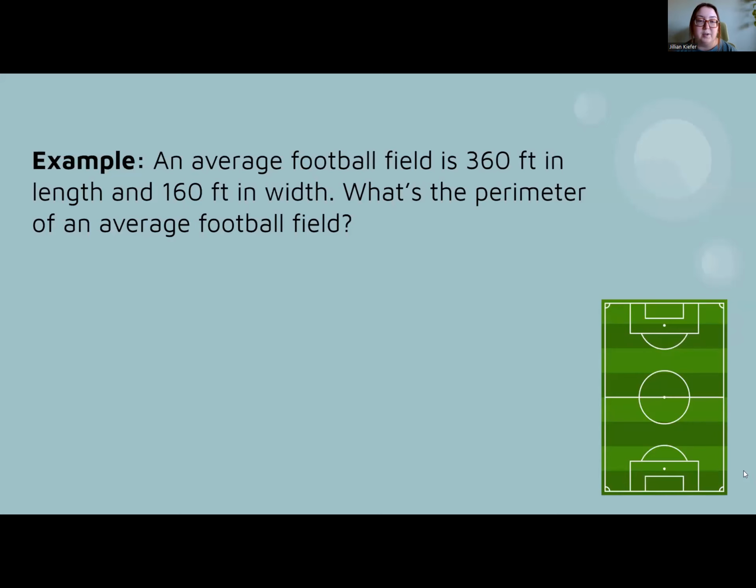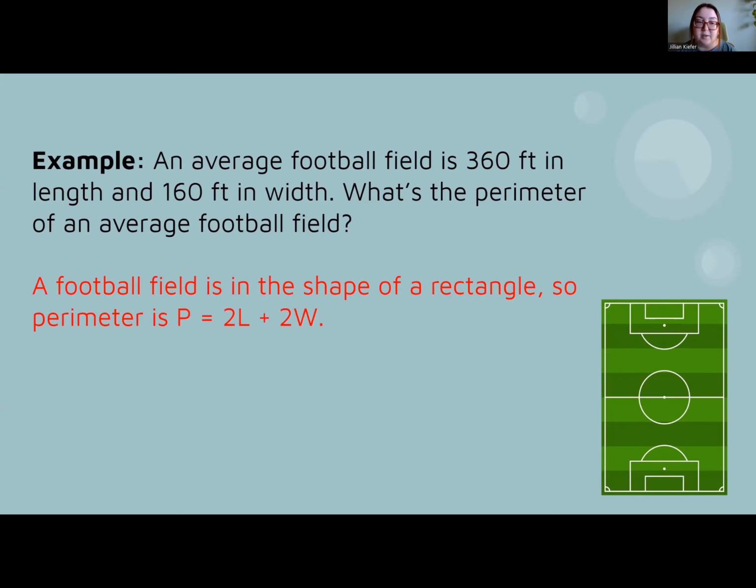For an example, we're going to figure out an average football field, which is 360 feet in length and 160 feet in width. We want to know the perimeter of an average football field. We have our football field here, which is drawn out for us. It's 360 feet long and 160 feet wide. So we're going to find the perimeter of the whole thing.